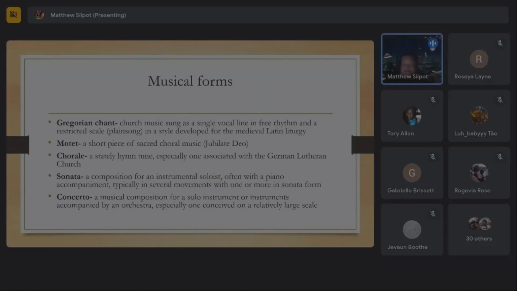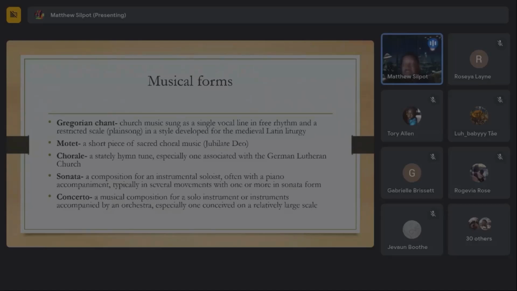So that was kind of indicative of the chants. Then we have a motet, which is a short piece of sacred choral music. Jubilate Deo, that's a good one to use. We have a chorale, which is a stately hymn tune, especially one associated with the German Lutheran Church. We have a sonata, which is a composition for an instrumental soloist, often with a piano accompaniment included. So it could be piano sonata and you have violins being present, or another melodic instrument. And usually a sonata has several movements.